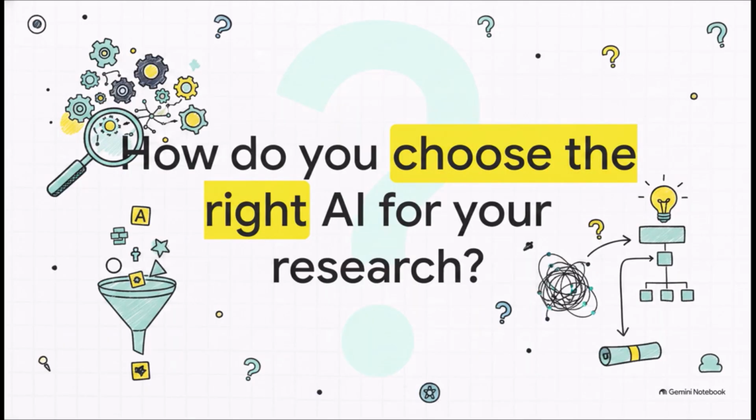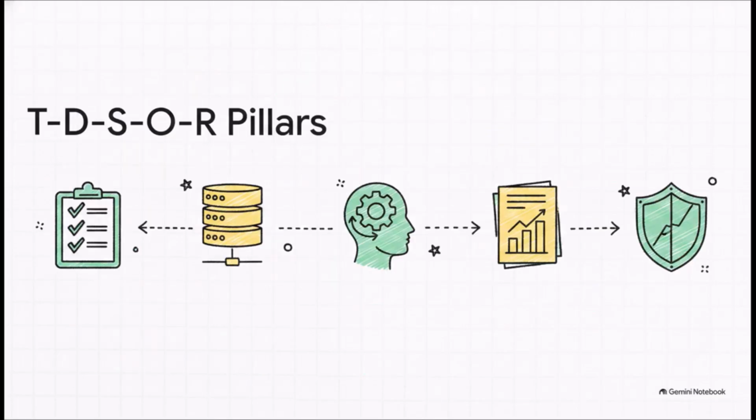Now that we've got our methodology and our research question locked in as the starting point, let's get practical. I want you to actively think about this for a second. How do you currently choose the right AI tool for your specific research needs? Do you just grab whatever is trending on social media? Do you just use whatever your colleague down the hall is using? Relying on convenience just isn't going to cut it for rigorous research. We need a highly systematic way to filter through all the noise. And that systematic filter is the TDSOR acronym. It stands for task, data, skill, output, and risk.